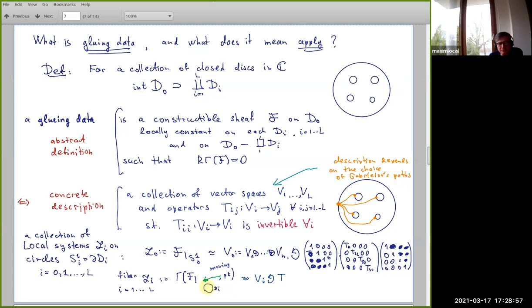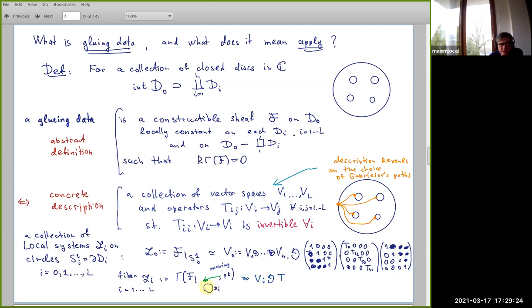And when you have this gluing data, it gives a collection of local systems on all possible circles: the boundary of the big disk and the boundaries of the small disks. And the description is the following. I have two languages, the abstract definition and the concrete description. I'll give the answer in both languages.